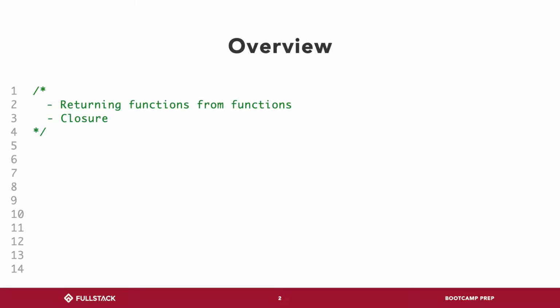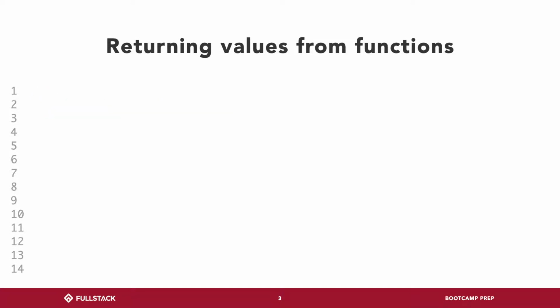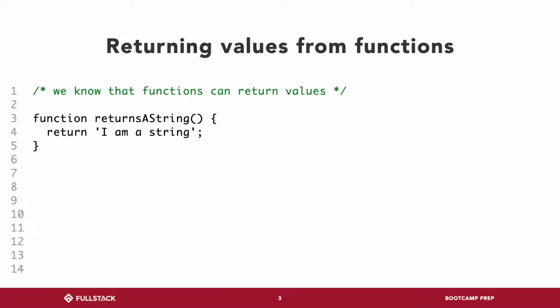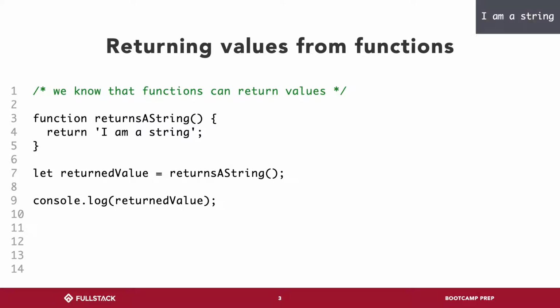So all I'm going to talk to you about is how you can return functions from functions and what closure actually means and how it is used, okay? So we know that functions can return values, right? Function returns a string, returns "I am a string." Let returnedValue equal returnsAString invoked. So console.log returnedValue is "I am a string." Everybody's okay with this, right? This makes sense, right?